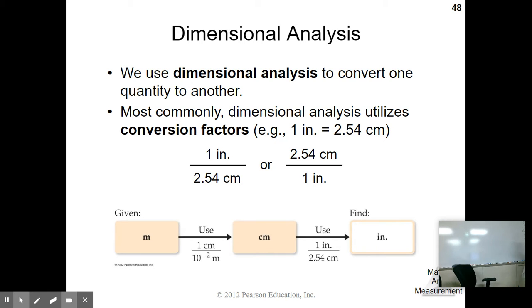So dimensional analysis allows us to take seemingly unrelated units or measurements, and through the magic of mathematics, we are going to be able to relate them, okay? And we use a lot of conversion factors, okay? This right here, this 1 inch is equal to 2.54 centimeters. That's a very common conversion factor. So let's say we want to go from meters to inches.